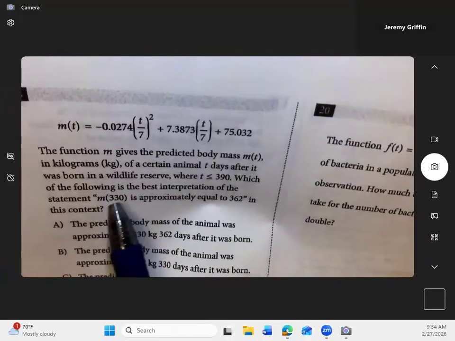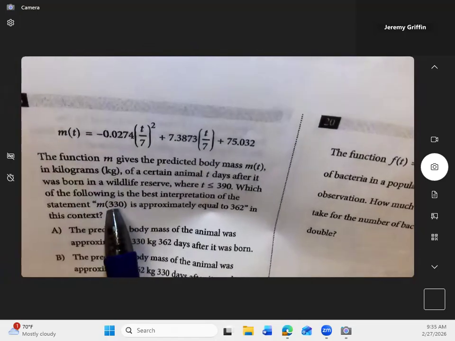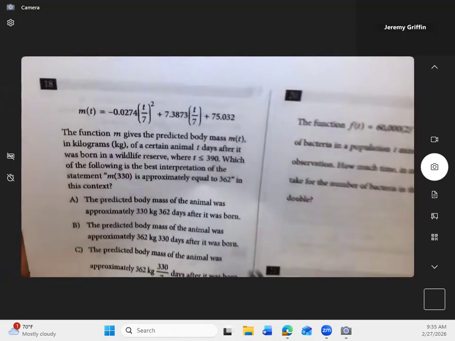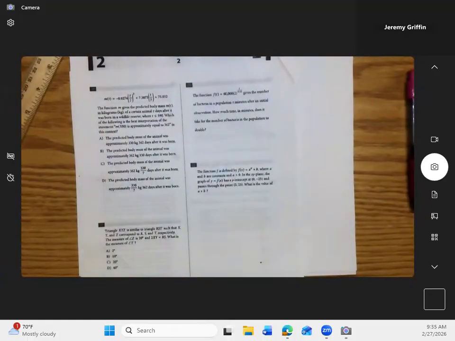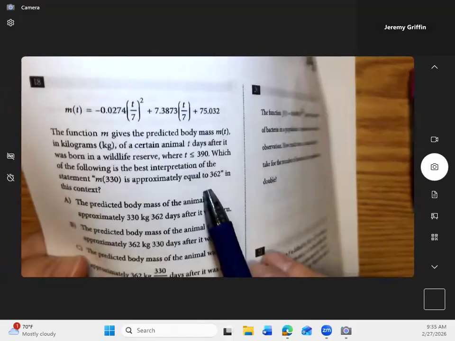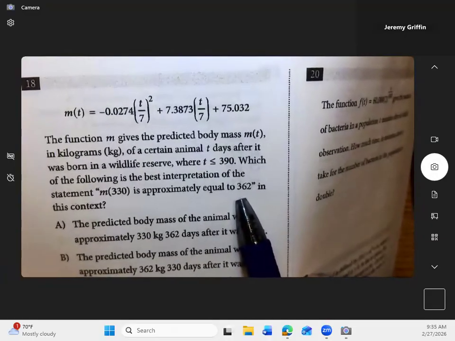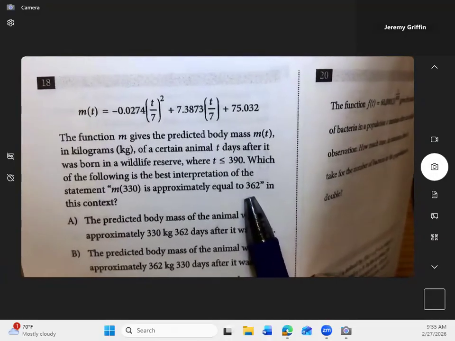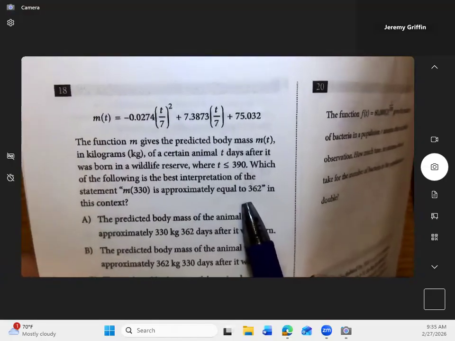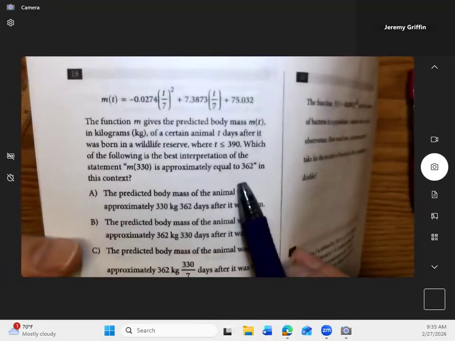context? Guys, when they say m of 330, they're talking about 330 what? Days. So day 330. Okay. Guys, how about this number 362? What does that refer to? 362 what? Oh, the mass. Yeah, the mass in kilograms. So this would be after 330 days, the predicted mass should be 362 kilograms.